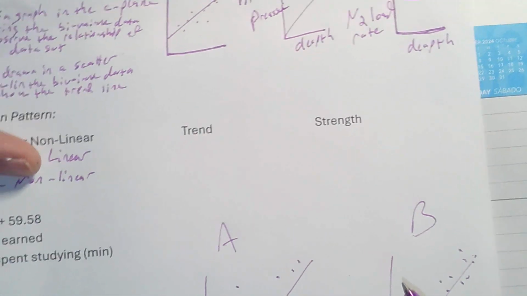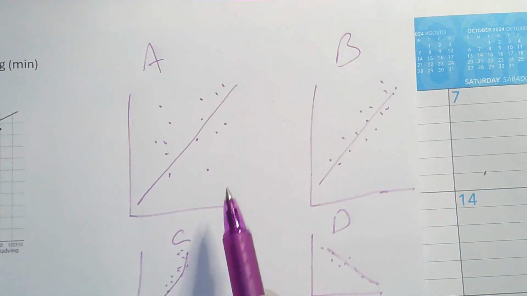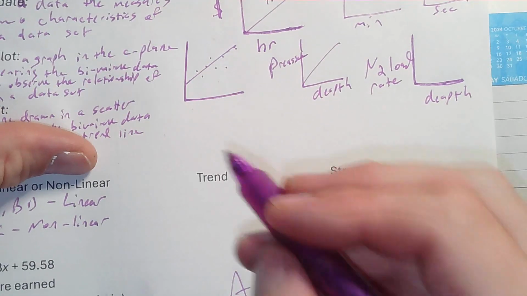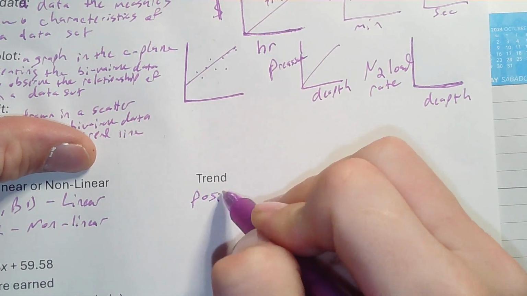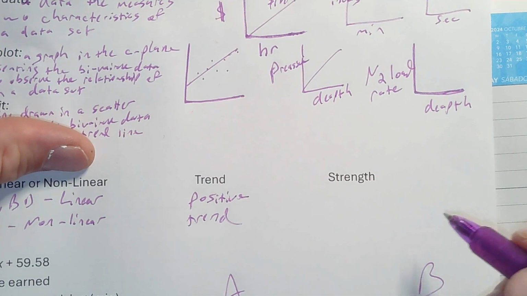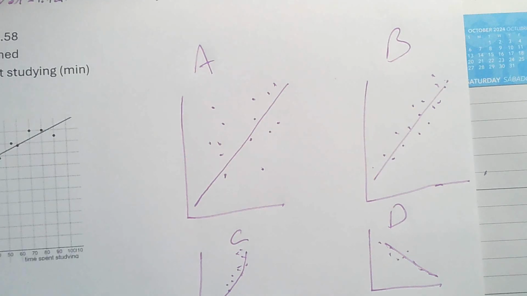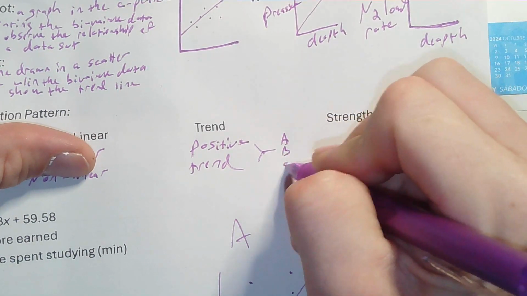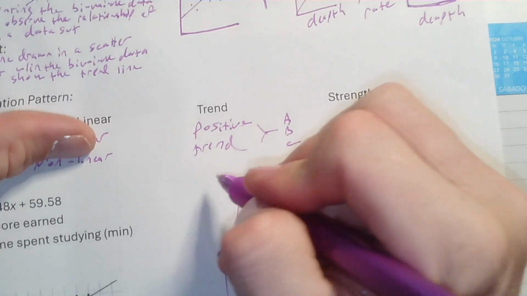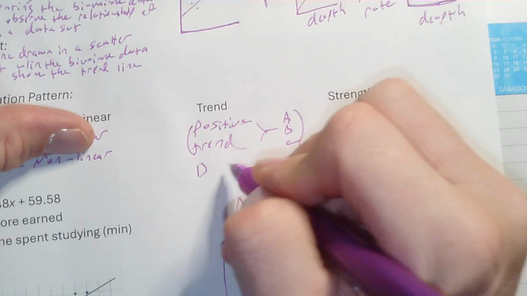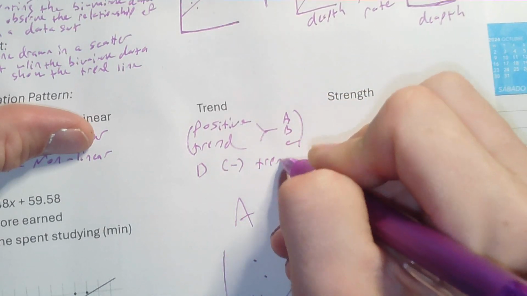Now you're looking at the trend, right? A, B, and C are all trending upward, so they all have a positive trend. And then D has a negative trend. Negative trend.